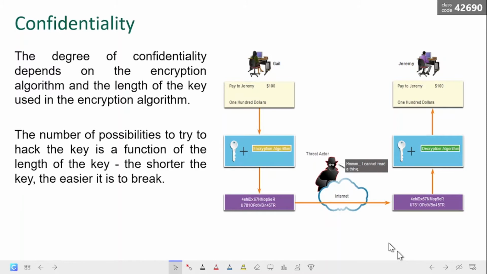Now, confidentiality is achieved by encrypting the data. Shown in the figure, the degree of confidentiality depends on the encryption algorithm and the length of the key used in the encryption algorithm. If someone tries to hack the key through a brute force attack, the number of possibilities to try is a function of the length of the key. The time to process all the possibilities is a function of the computer power of the attacking device. The shorter the key, the easier it is to break.